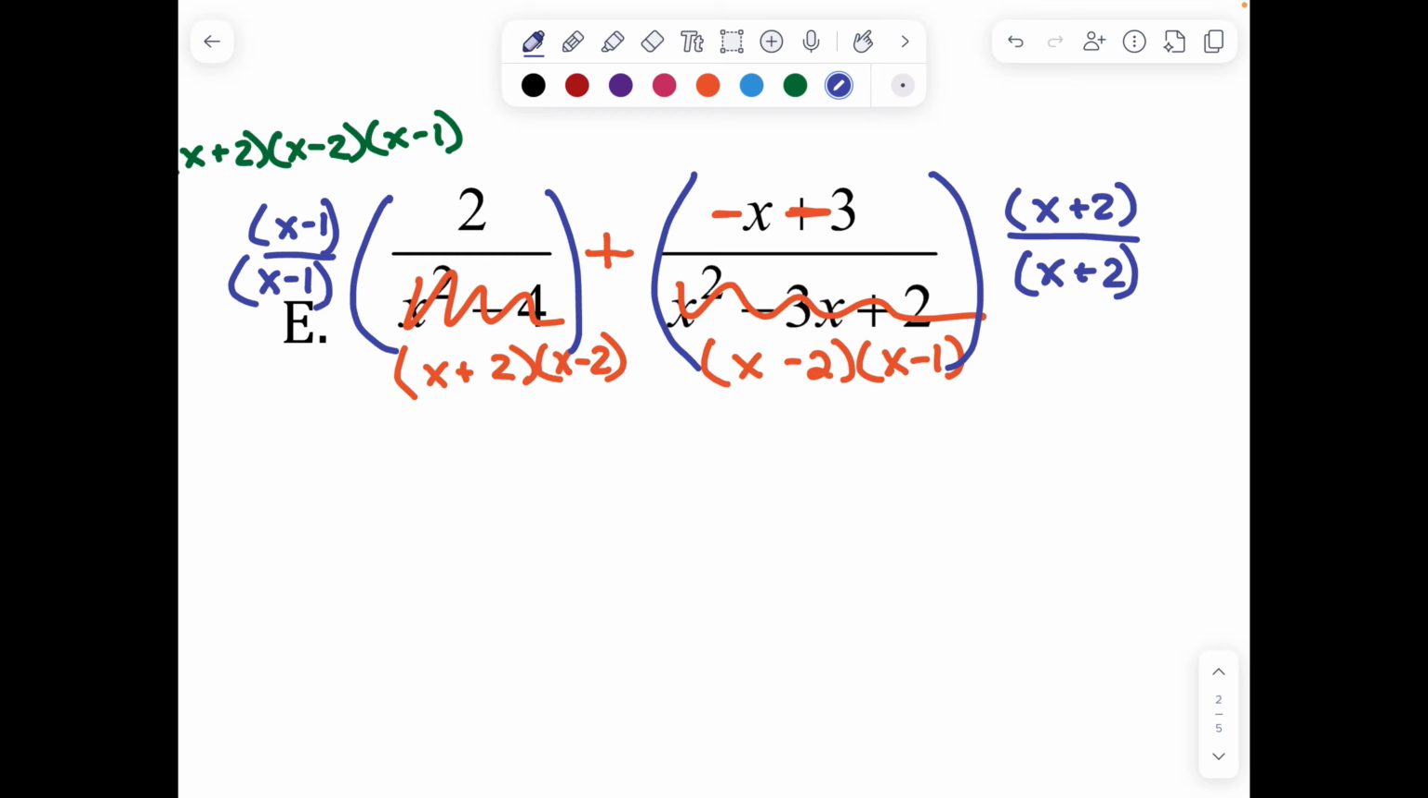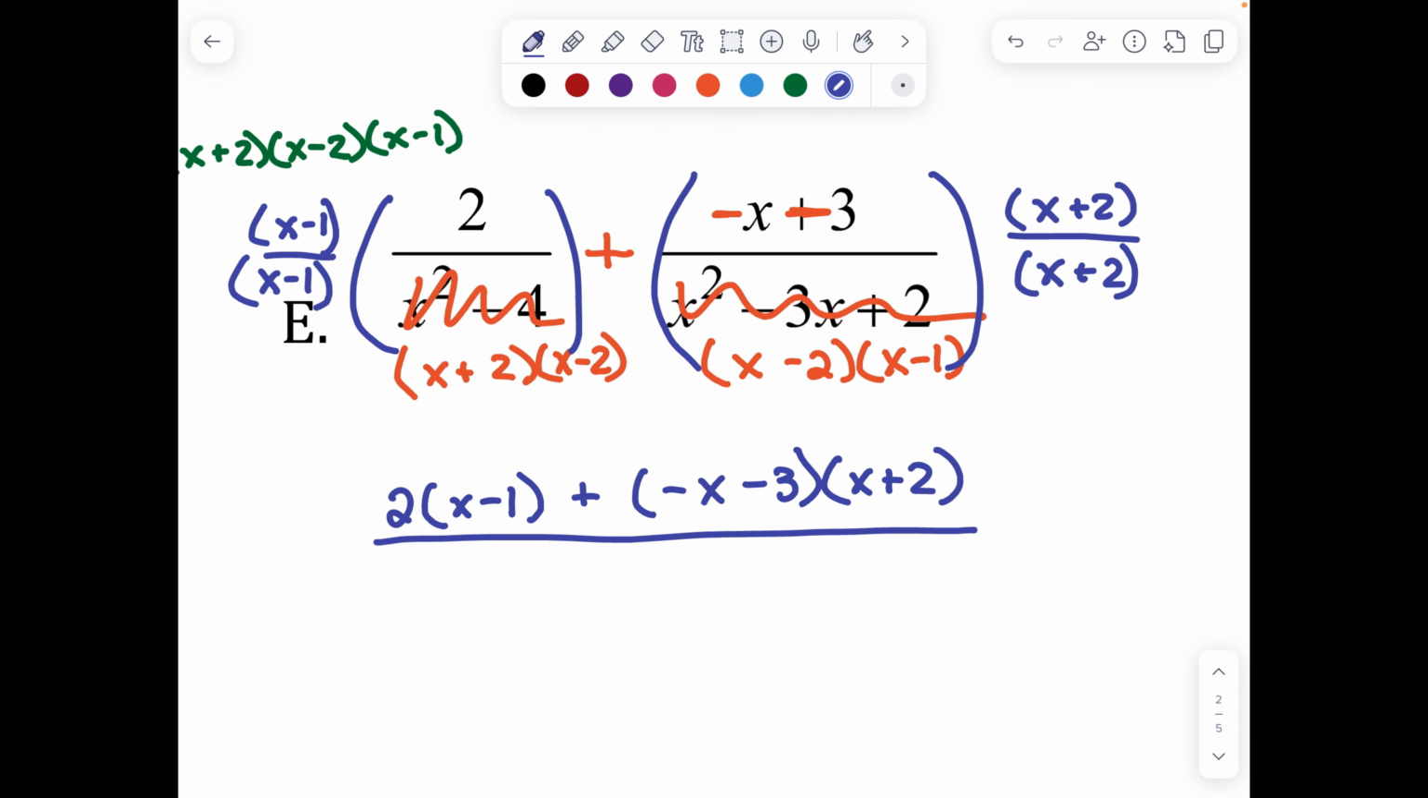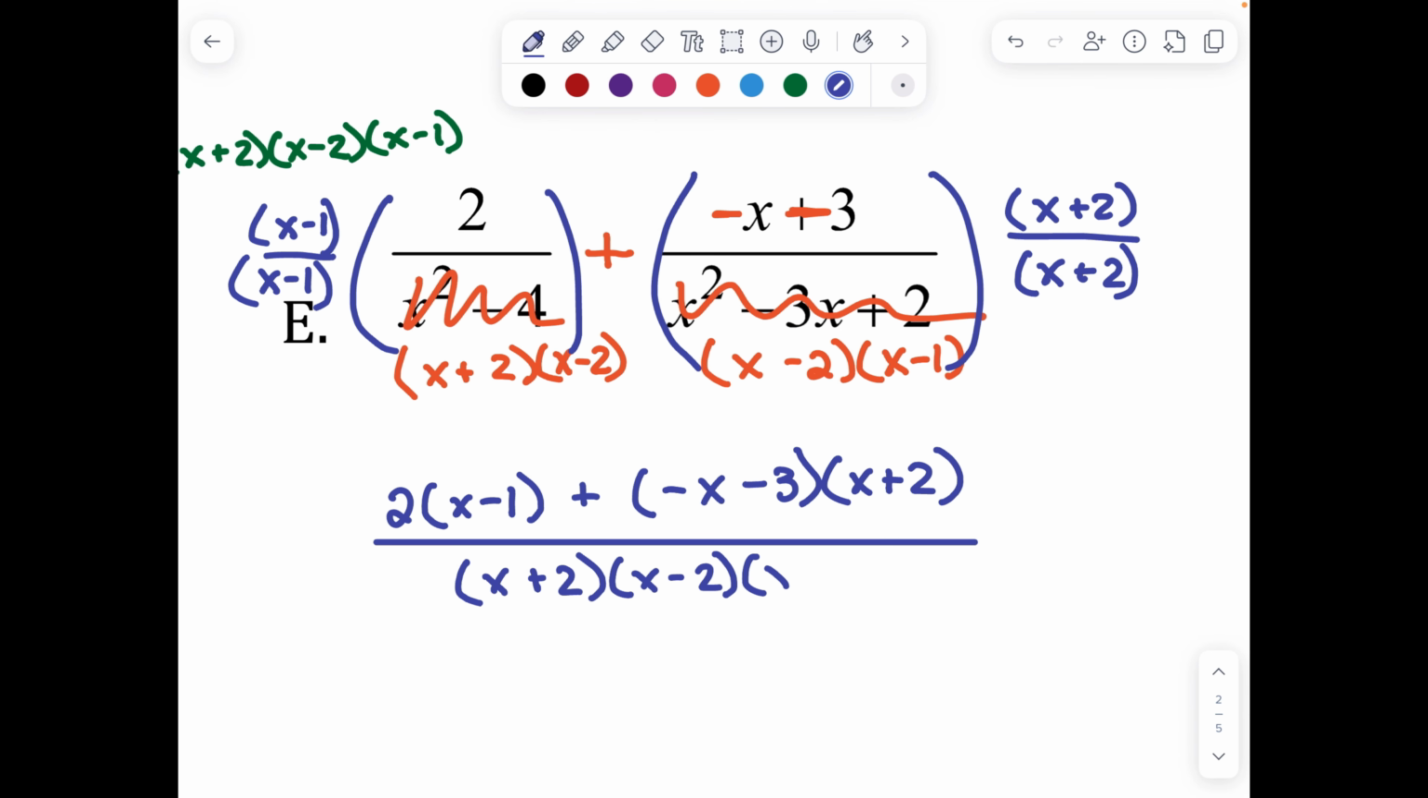So now I'm going to rewrite it all over one denominator, rewrite it with our multiplication. So I have 2 times x minus 1 plus negative x minus 3 times x plus 2 all over our LCD of x plus 2 times x minus 2 times x minus 1.